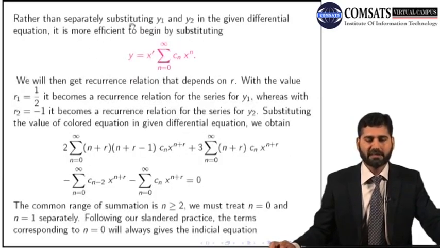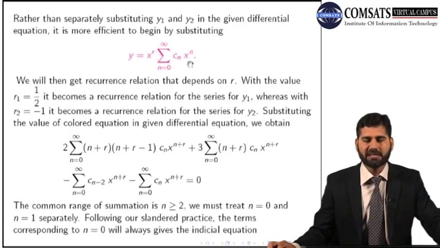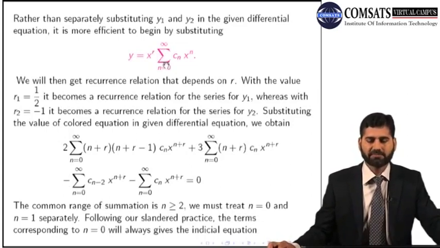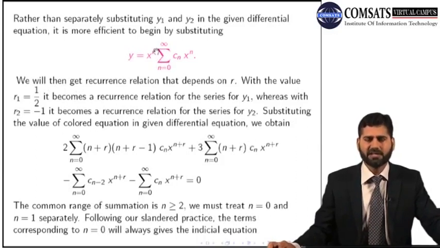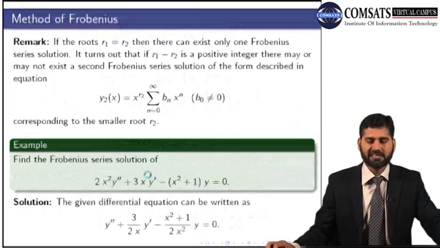Rather than separately substituting y1 and y2 in the given differential equation, it is more efficient to begin by substituting the sum of cn x to the power n plus r. Instead of doing them separately, right, instead of writing 1 by 2 and minus 1 separately, we can just write the sum of cn x^(n+r). Just once, it will save us some time. All right. If you replace this one, we will then get a recurrence relation that depends on r, because r will stay there, so your recurrence relation will depend on r.